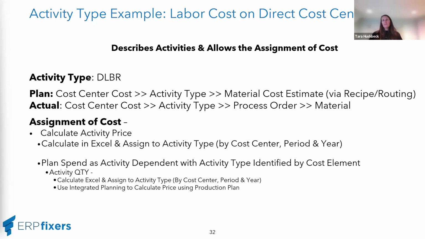And so how do we do that? How do we do that assignment of cost? Well, you're going to need to calculate an activity price in order to do that, and there are multiple ways to do that. Like we said, one way is to calculate in Excel and assign that activity price to the activity type by cost center, period, and year in SAP using KP26. I would say that's a pretty common way of doing it.